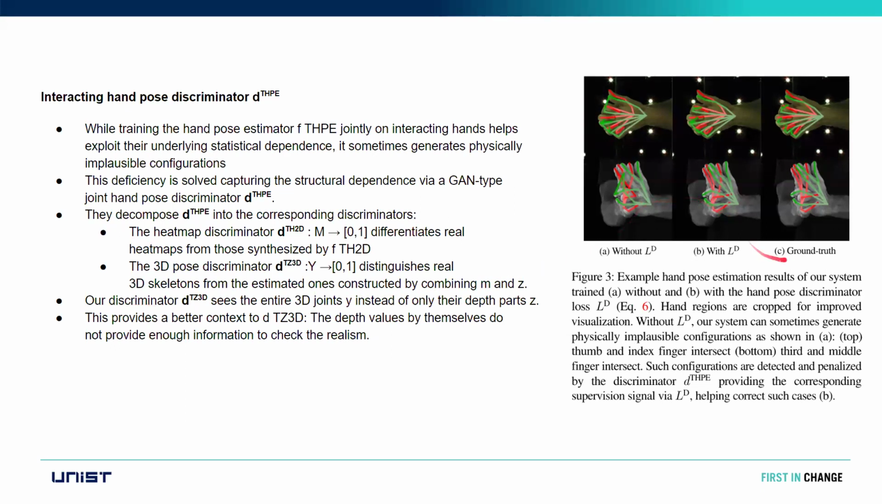As you can see here, the first one is without the discriminator, the second one is when they use the discriminator, and the last one is ground truth. When they use the discriminator, the visualization is much closer to ground truth. There's still some misdetection, but it's much better than the first one.